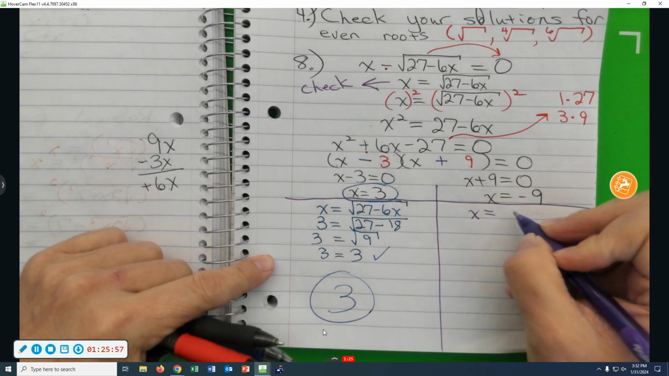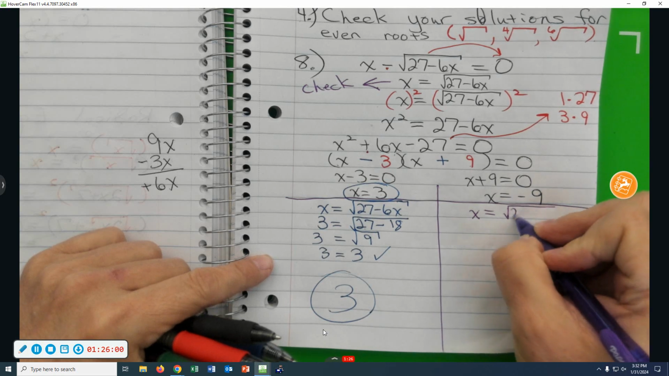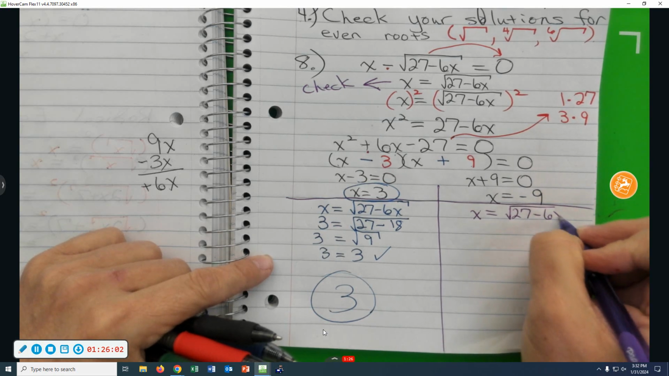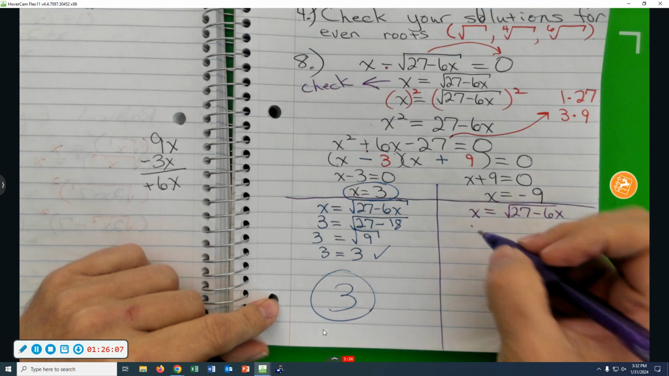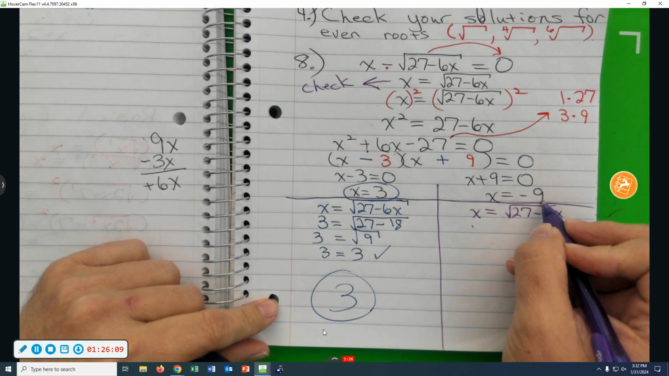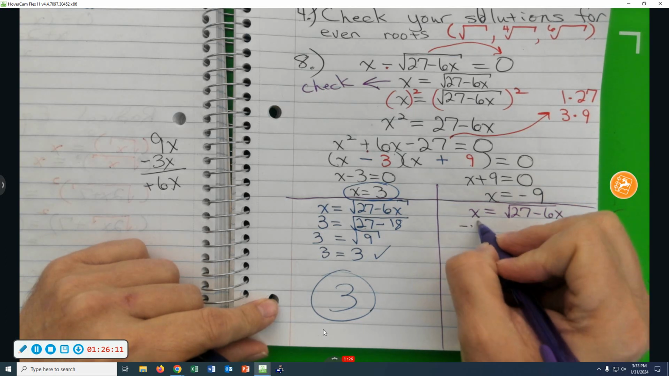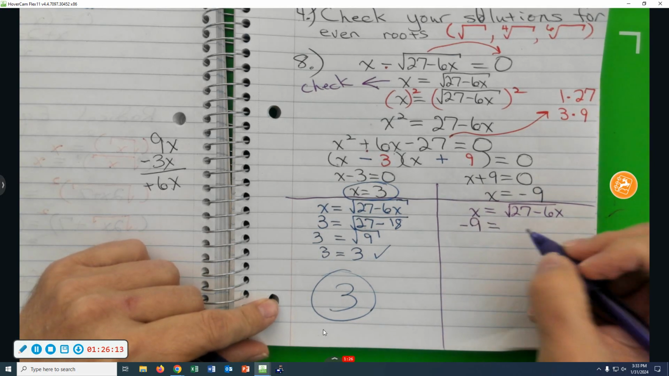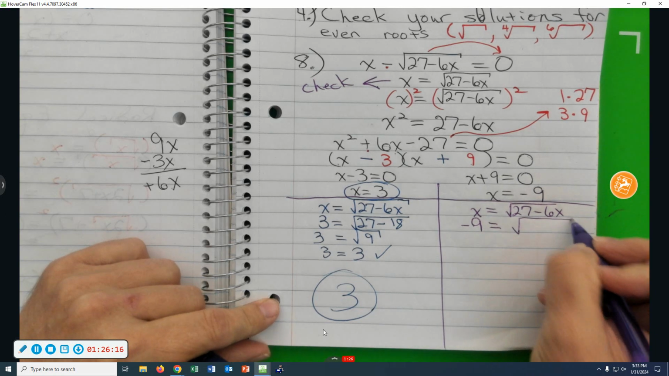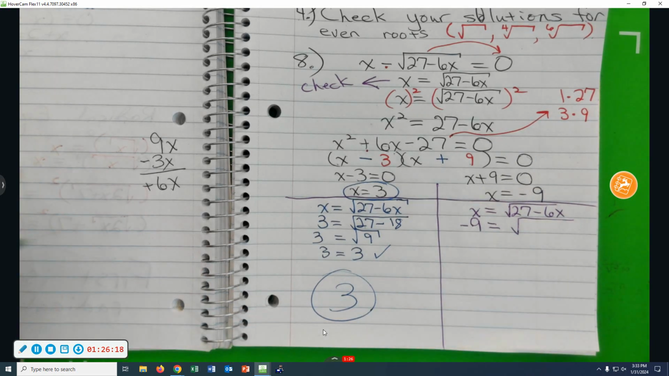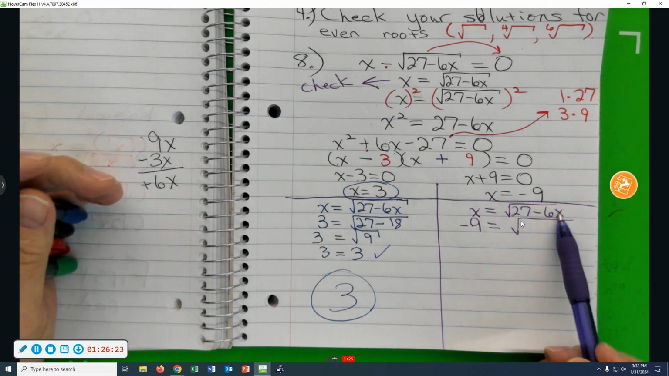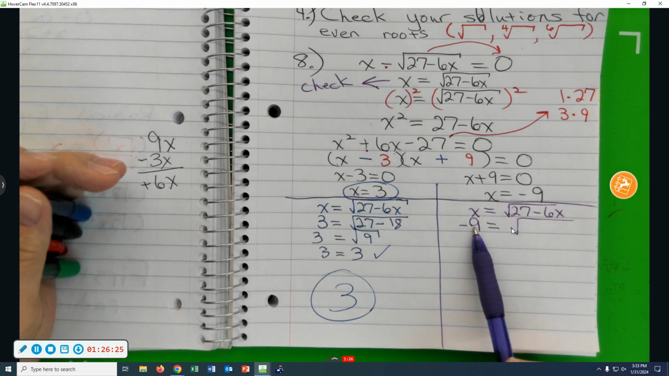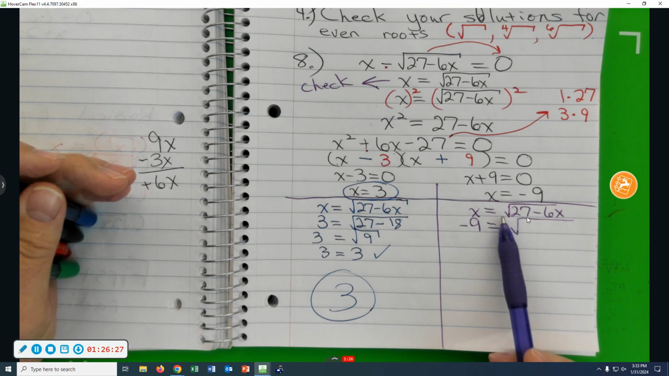x equals the square root of 27 minus 6x. We plug the negative 9 in here for x. Are y'all following me? I'm plugging in negative 9 equals, and I start to write the square root and I'm going to stop. This cannot be right. This cannot check without even plugging in the negative 9. We have a negative 9 on the left equals, I don't see a sign in front of that square root.